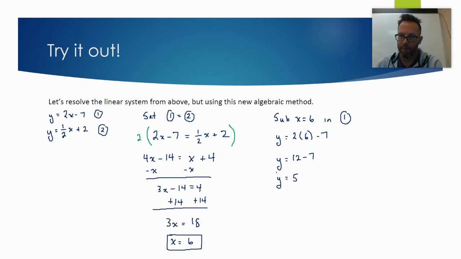Y equals 5. And maybe you can make a little concluding statement here. The point of intersection, the POI, is (6, 5). And we got the same answer we got by graphing, but we did it purely algebraically.